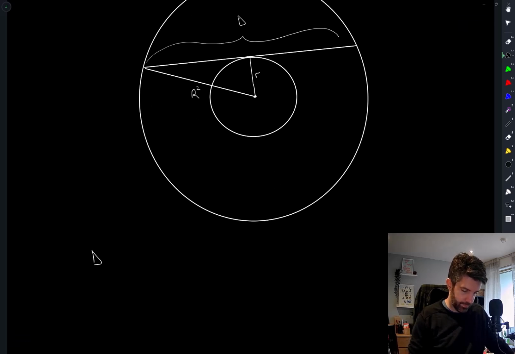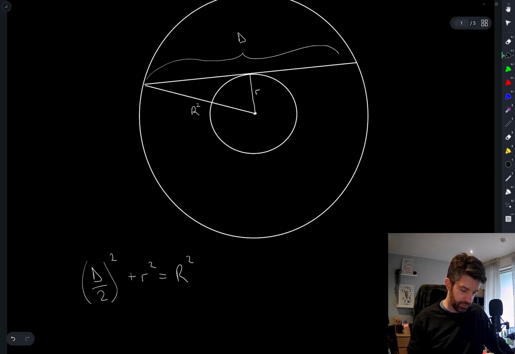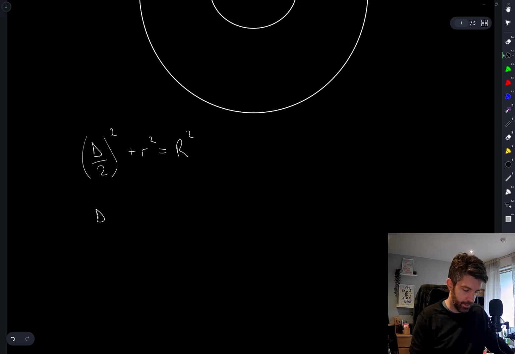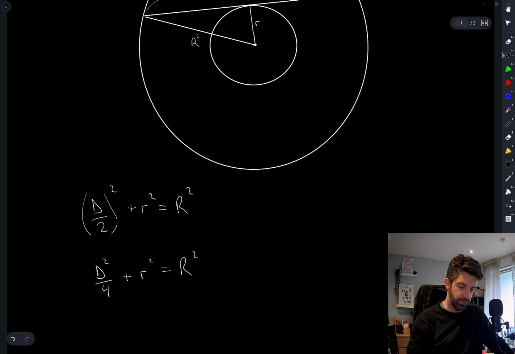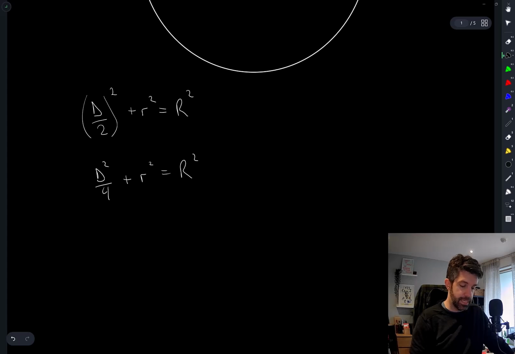So D over 2 squared plus r squared is equal to capital R squared. And that's the relation between the distance between the 2 points and so on. So D squared over 4 plus r squared is equal to capital R squared. And I see now, it's written that for each of these iterations, the distance between the 2 points is equal to 2. So D is always equal to 2, so we have 1 plus r squared is equal to capital R squared.